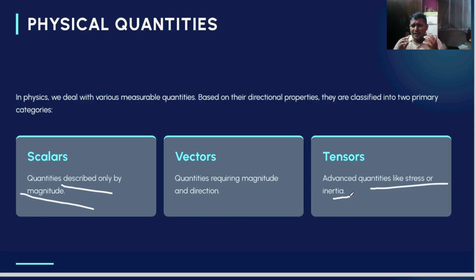The most important tensor which we have heard of, and the most common of them, is the polarizability tensor. We will learn about them in higher classes.